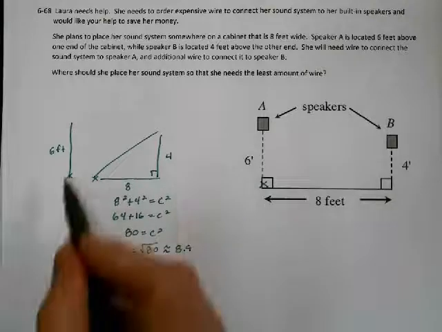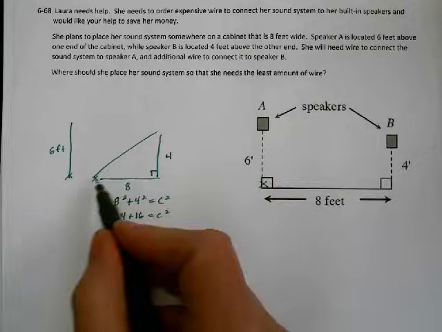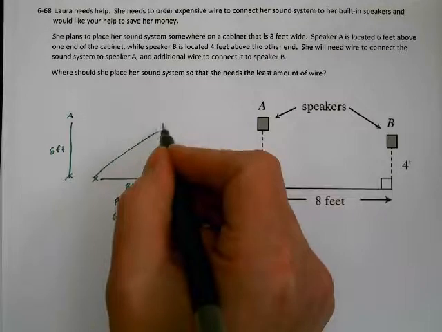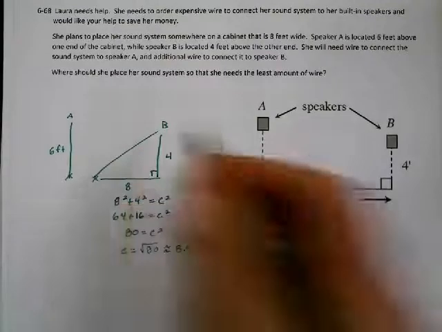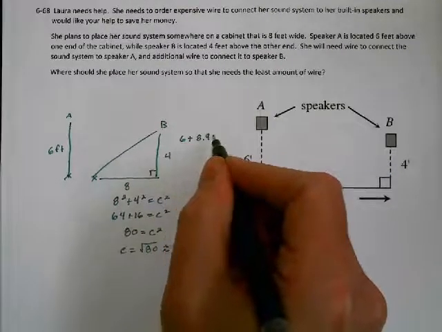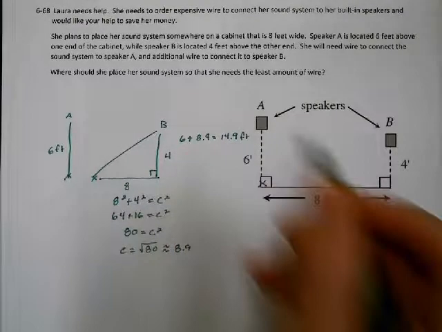So how much wire does she need in this situation? She needs 6 feet right here and then 8.9 feet going over here. Because this is where A would be, this is where B would be. So these are the two wires that she would need. So if I do 6 plus 8.9, it comes out to 14.9 feet of wire.